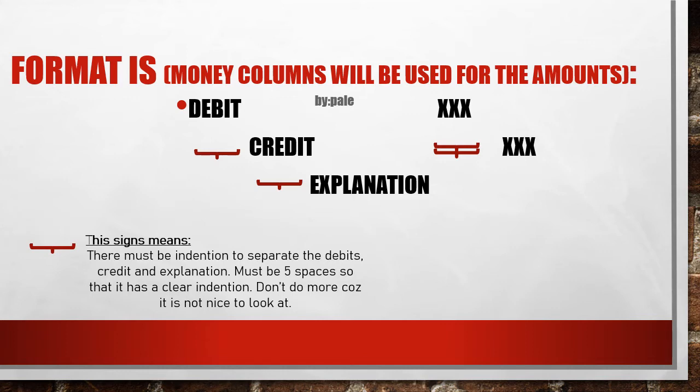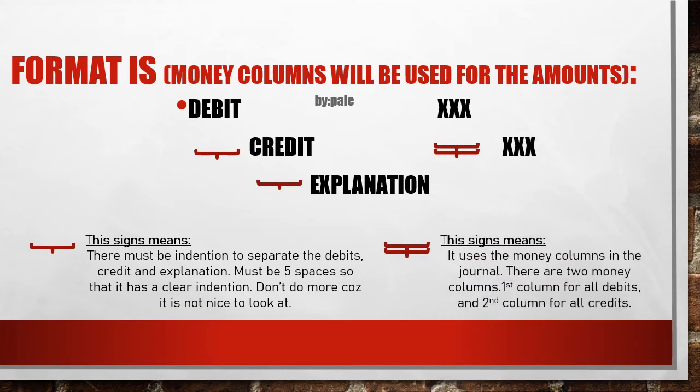So what is the symbol with 2 underline brackets? It uses the money columns in the journal. There are 2 money columns. First column for all debits and second column for all credits. So again, only 2 columns for the money columns.